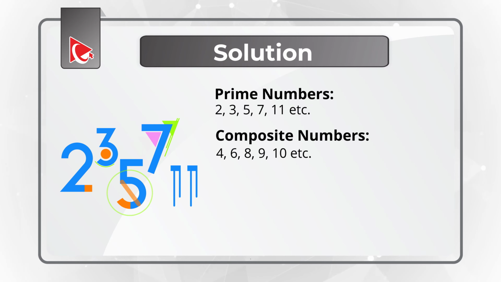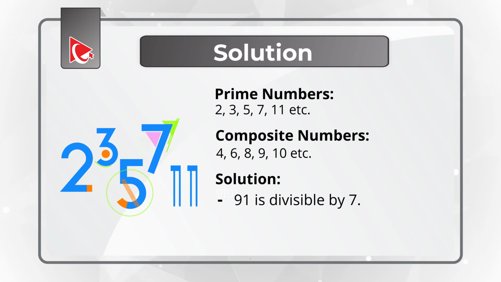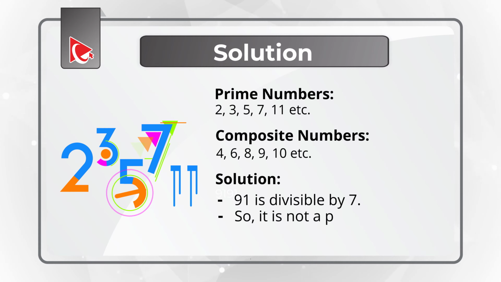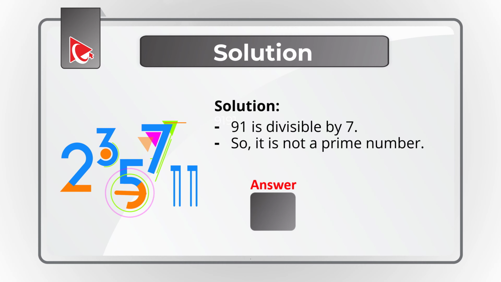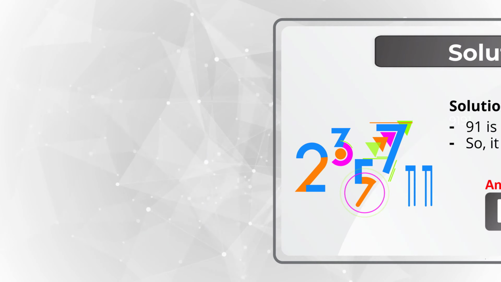As you might have figured out, of the numbers presented, 91 is divisible by 7. So 91 is not a prime number, which means that the correct solution is choice D, 91. Hopefully you've nailed this question and now know how to answer similar problems on the test.